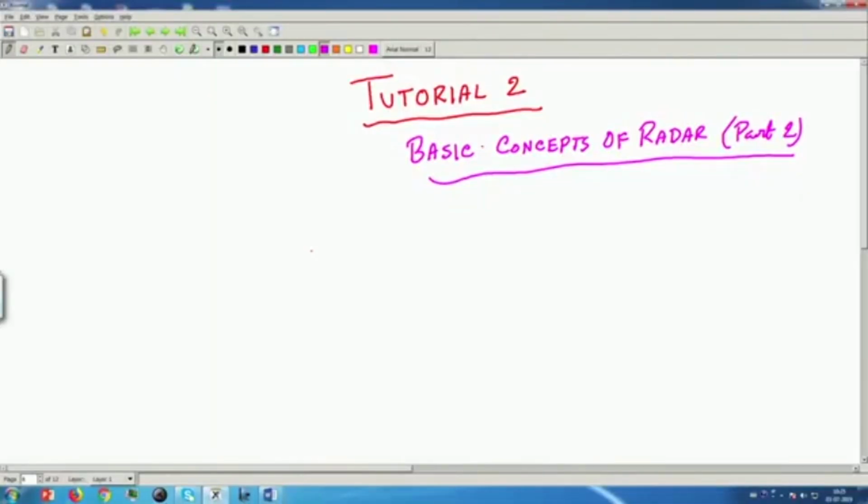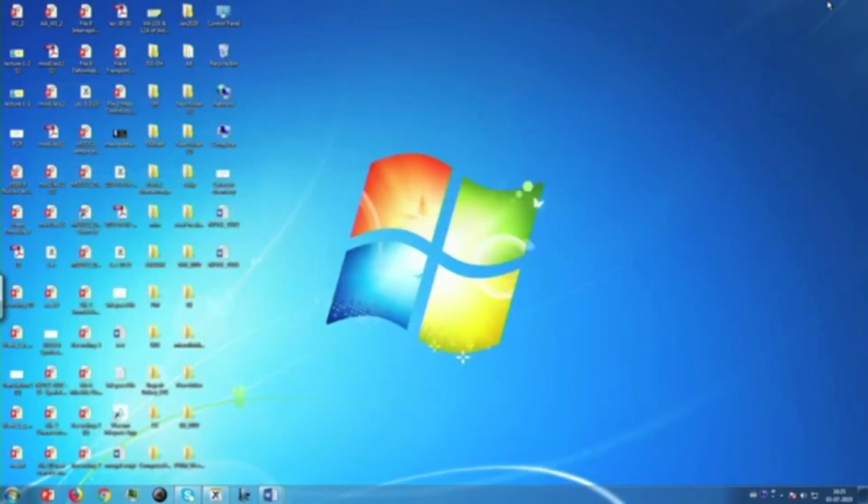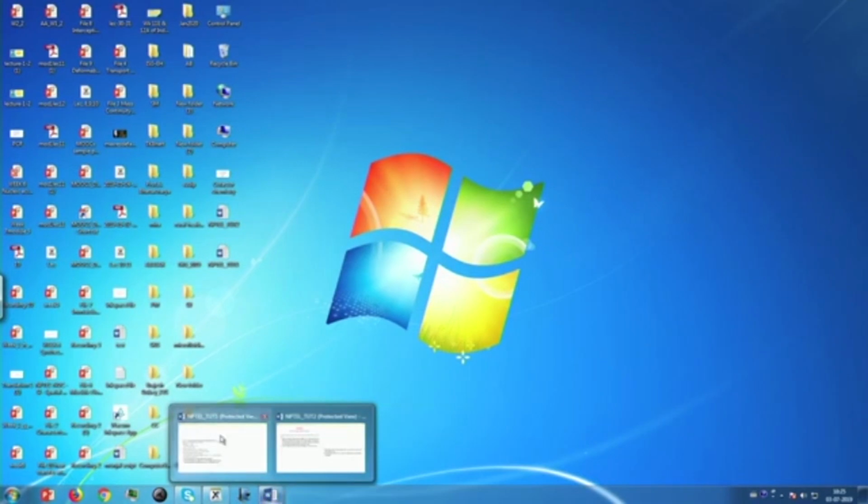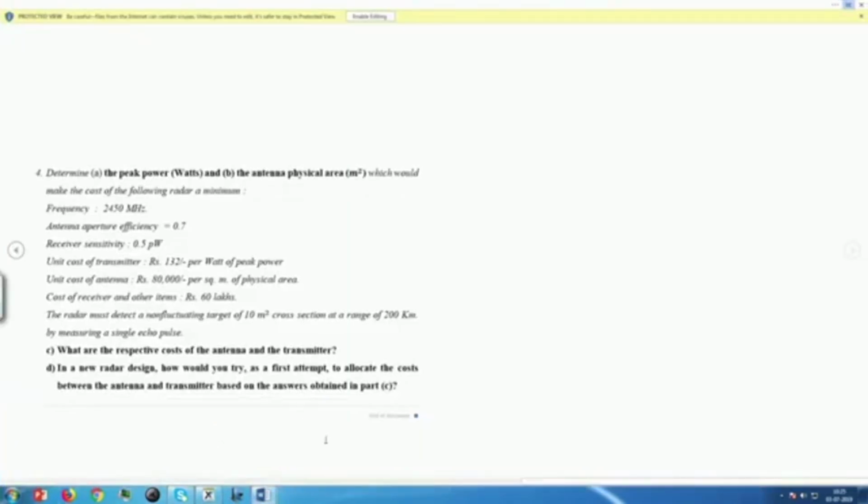Welcome to this NPTEL lectures on principles and techniques of modern radar systems. So, in last class we have done tutorial 1 on basic concepts. We are continuing that. Actually, what I scheduled earlier, that one such problem left remaining, one important problem. So, that we will see now. You see this fourth problem of the previous tutorial. It is a very interesting problem.